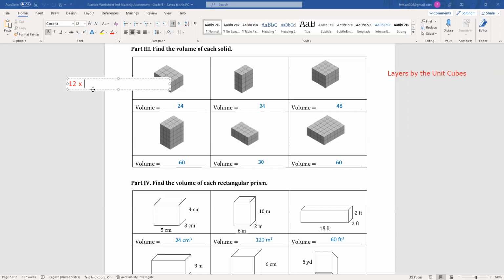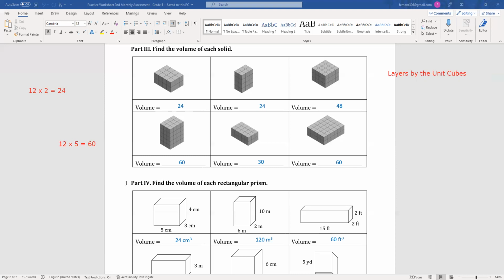Now, the question is, how many layers do we have? We have 2 layers. So 12 multiplied by 2, which is going to be 24. Okay, this applies to all the questions. For example, let me see this one. So you count the top layer, 1, 2, 3, 1, 2, 3, 4. 3 multiplied by 4 is 12. So I have 12 unit cubes multiplied by. How many layers do we have? 1, 2, 3, 4, 5. So 12 multiplied by 5 is going to be 60.